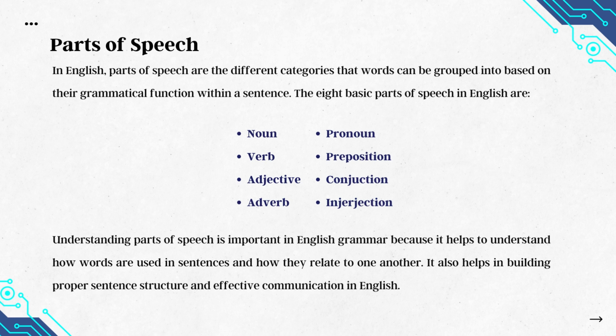The next is part of speech tagging. Before that, let's look into the parts of speech. In English, parts of speech are the different categories that words can be grouped into based on their grammatical function within a sentence. The eight basic parts of speech in English are noun, pronoun, verb, preposition, adjective, conjunction, adverb, and interjection. Understanding parts of speech is important in English grammar because it helps to understand how words are used in sentences and how they relate to one another. It also helps in building proper sentence structure and effective communication in English.